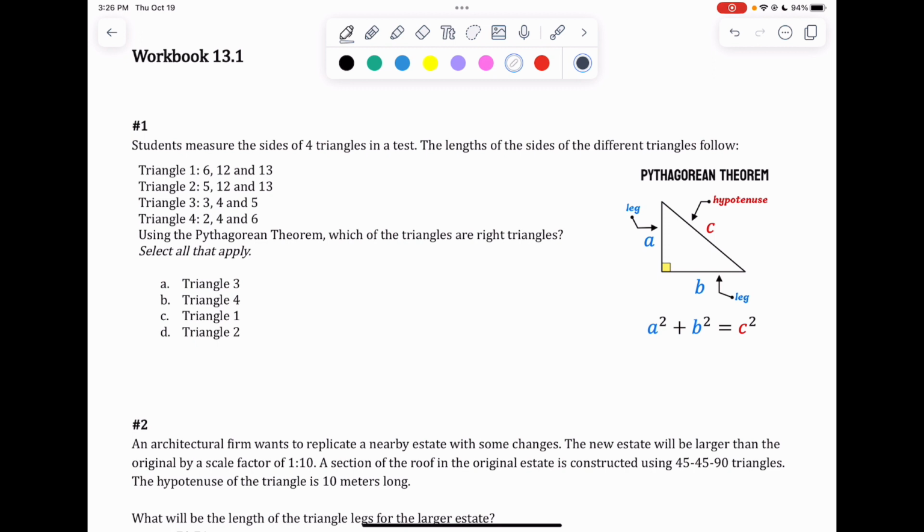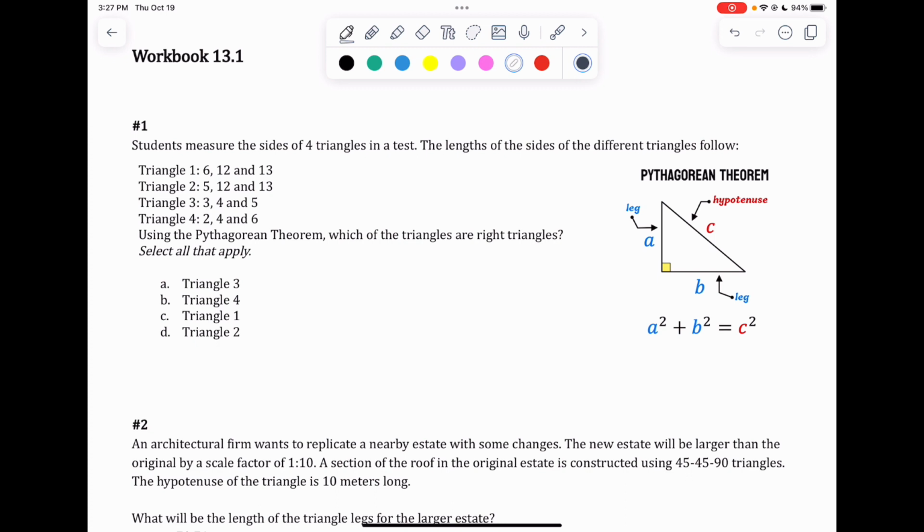So in order to confirm that they're right triangles, you just have to make sure that they satisfy the Pythagorean theorem. One thing to remember with Pythagorean's theorem: if it's a right triangle, it has 2 legs and then a hypotenuse, and the hypotenuse is always the longest side of the triangle. It's across from the right angle. That's always going to be C.